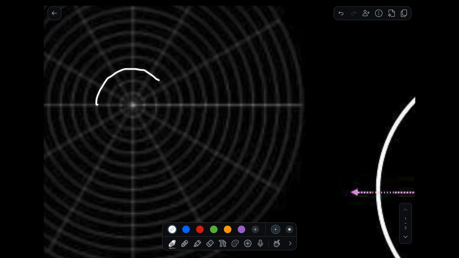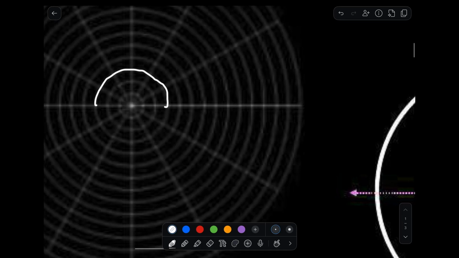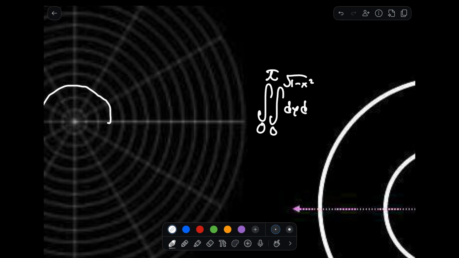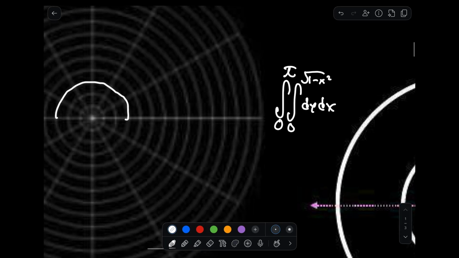We can draw out a little thing like this, and we can say that we're trying to integrate the area from 0 to pi of 0 to root 1 minus x squared dy dx, right? Trying to do this on your own is kind of difficult. Integrating this on your own, like this, is pretty hard. You have to use trigonometric substitution.